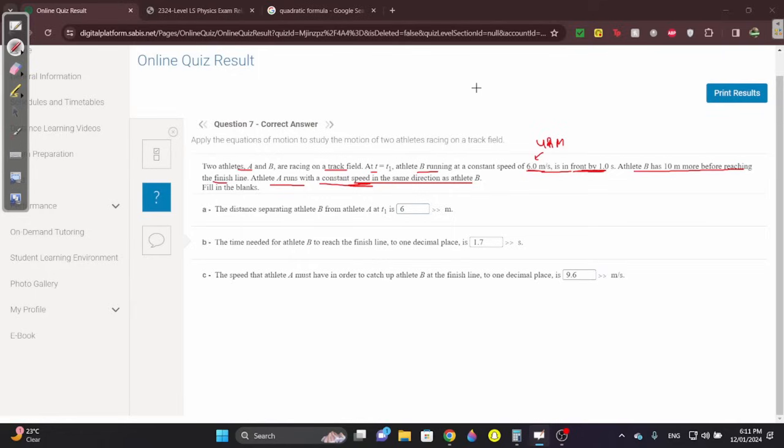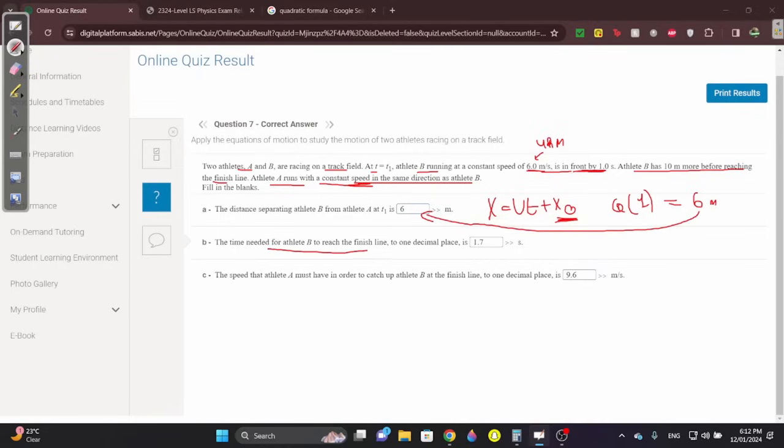How do you find the distance separating athlete B from athlete A? Since it's URM, the formula is x equals vt plus x naught. The velocity of athlete B is 6 meters per second, and the time is 1 second. And x naught, we don't really care about x naught here. So 6 times 1, x naught is going to be 0 because it's between A and B. If we're talking about the racetrack, that would be something else. Since it's only between the two athletes, we don't really care. So you're going to get 6 meters. So between A and B, there's 6 meters.